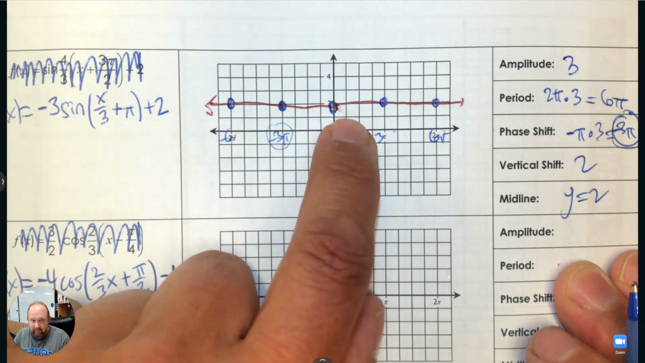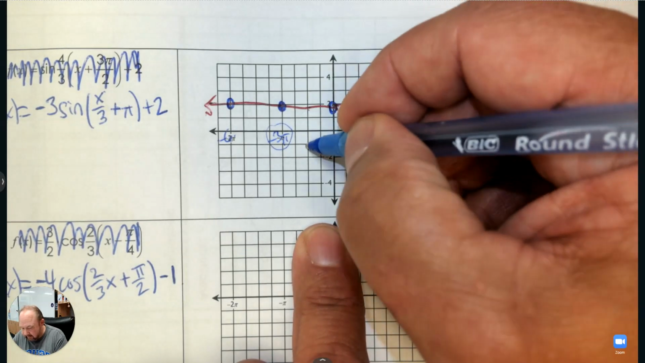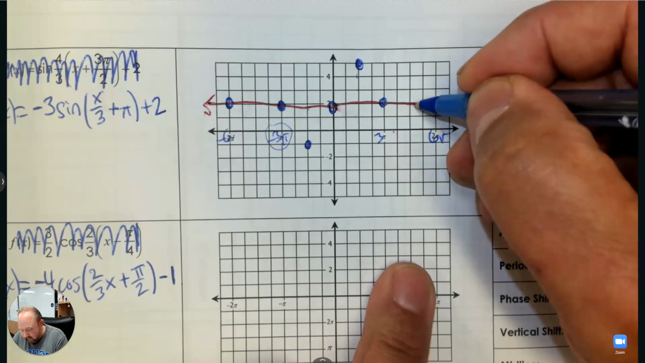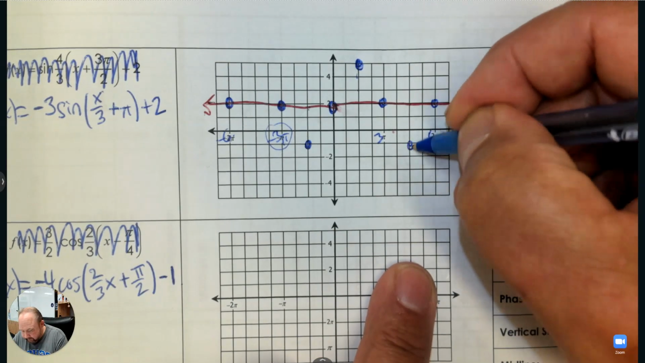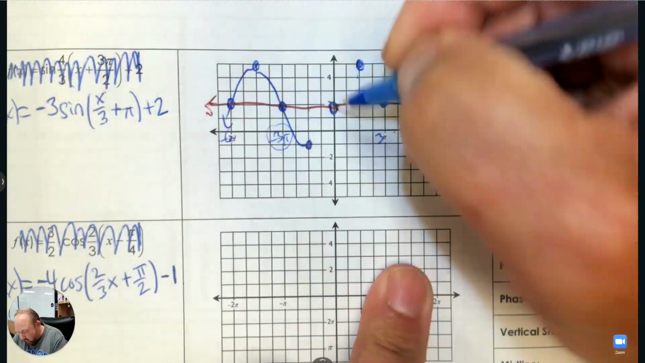So from -3 pi, the first 2 there on the midline, it's going to go down. From the red line, go down 3. And then from the red line, go up 3. And then go down 3. And then go up 3. And then make your wave from there.